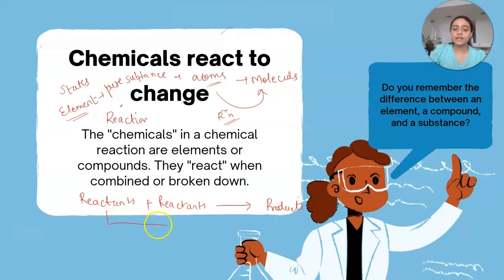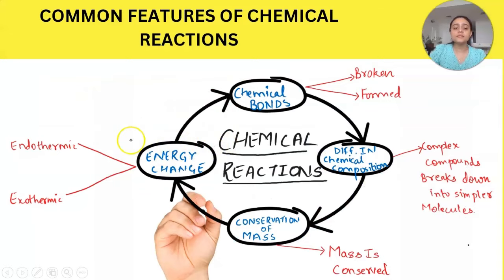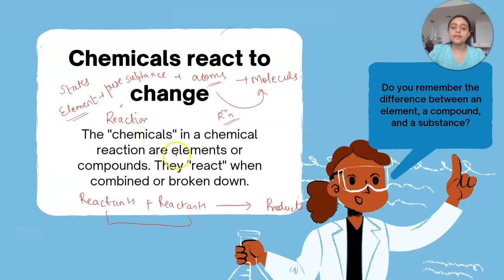So these reactants go through certain chemical reactions. We can say that the chemicals in a chemical reaction are the elements or compounds that react when combined or broken down. In this way, we can say that a chemical reaction is the reaction in which reactants get combined with other reactants or elements to give products.